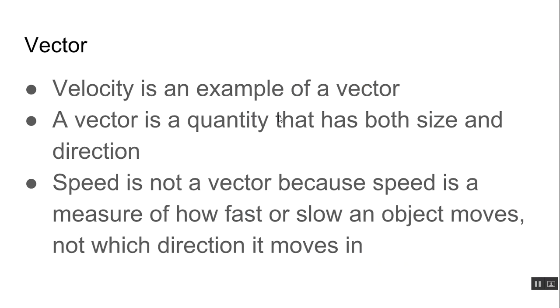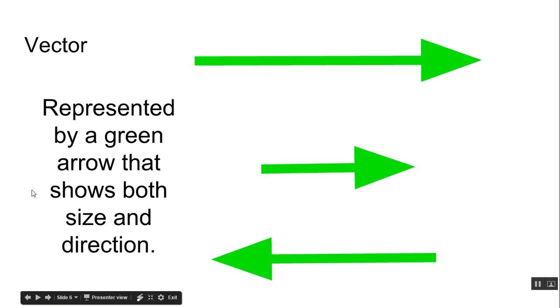As I said before, velocity is an example of a vector. A vector is a quantity that has both size and direction. Speed is not a vector because speed is a measure of how fast or slow an object moves and not which direction it moves in.